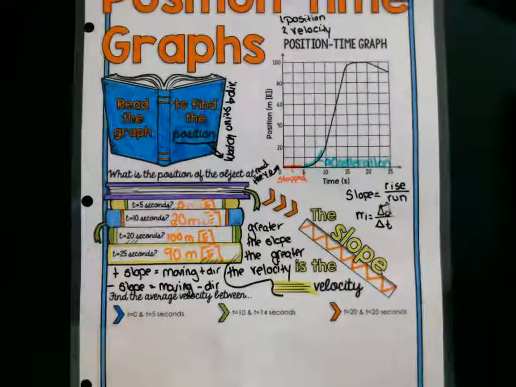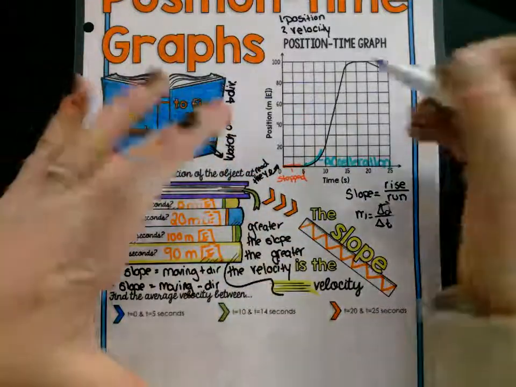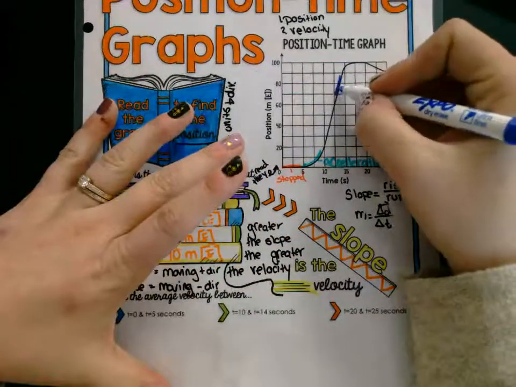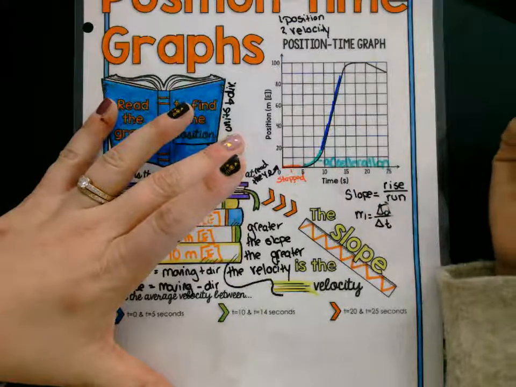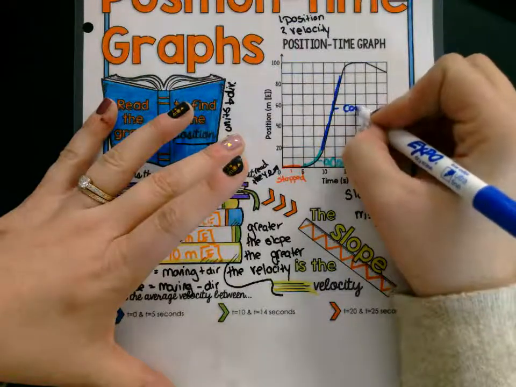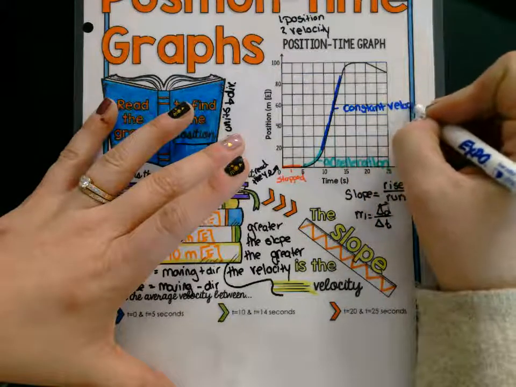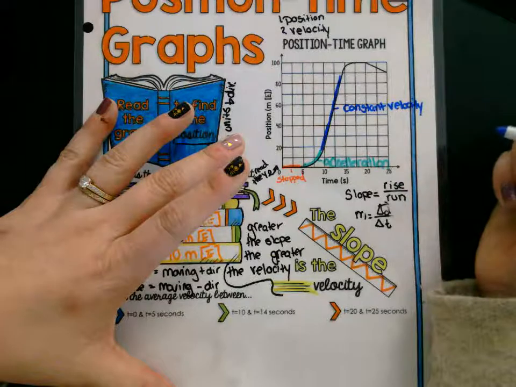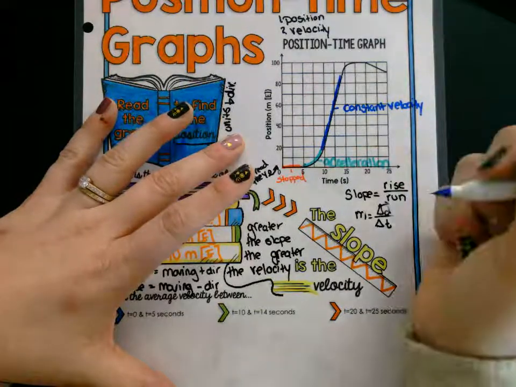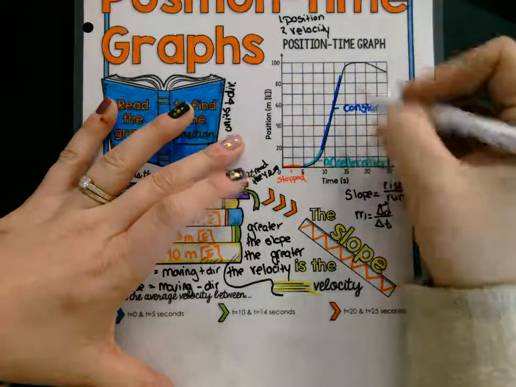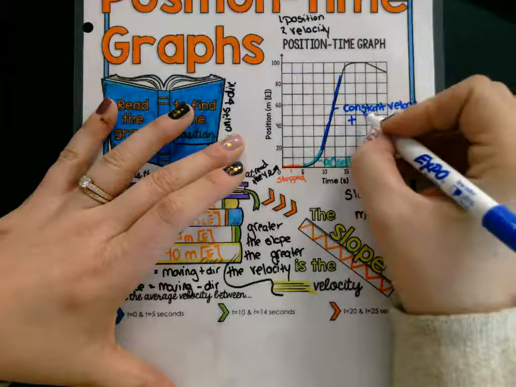Now we're going in a straight line. I use yellow on my sheet, but obviously a yellow marker isn't going to show up, so I'm going to use blue. We're going in a straight line up here. So we're moving at a constant velocity. We have on cruise control. However, we need to know what direction we're moving in. We're moving positively. Our slope is positive, and that position is going to be east.